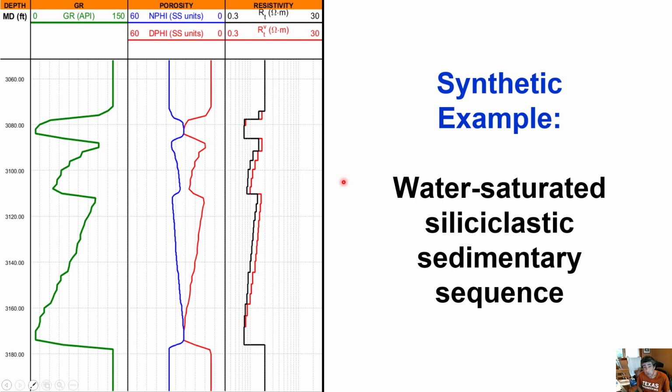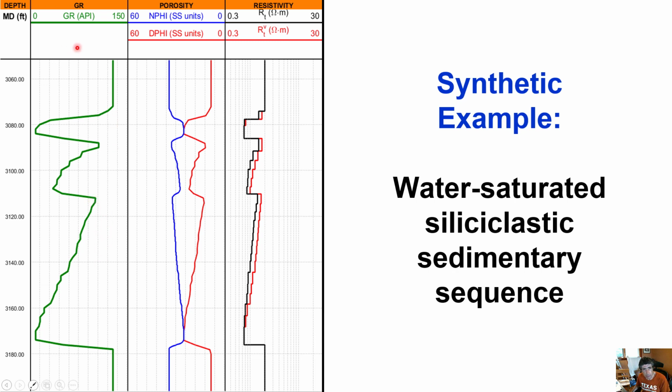So let me just introduce a synthetic example that I'm going to be using in this quick PowerPoint presentation to illustrate, to highlight and emphasize the most important points. There are two components of this synthetic example. I have one rendering in which all of the sandstone layers here are water saturated. And subsequently, I have one in which all the sandstone layers are gas saturated. But in this example, what I want to point out is the following.